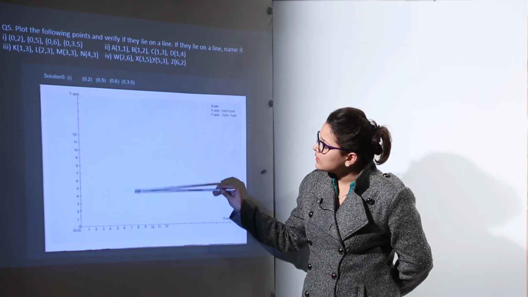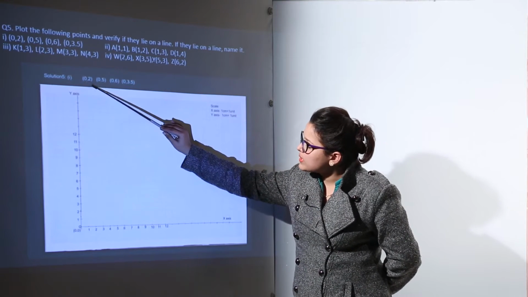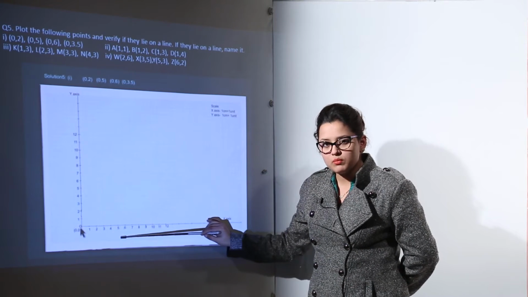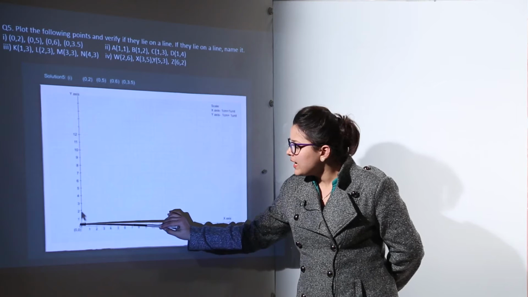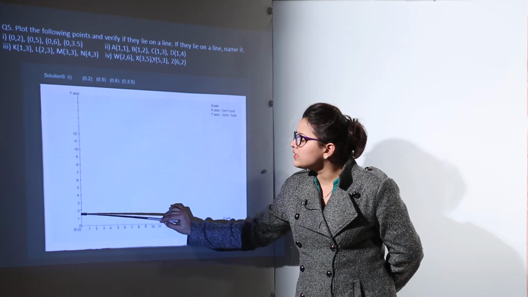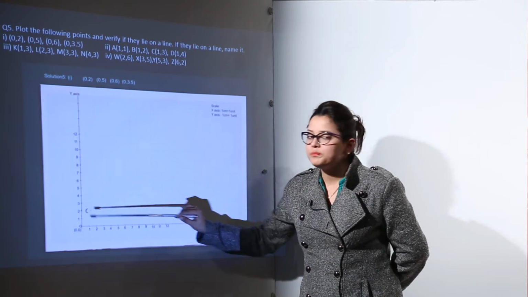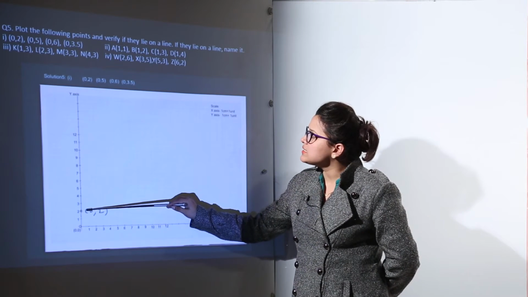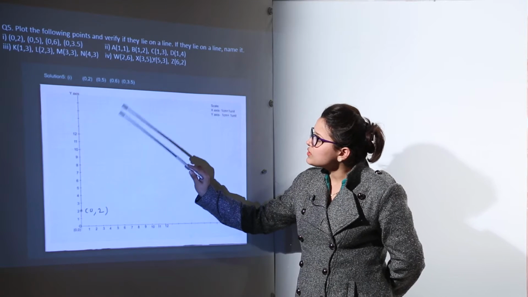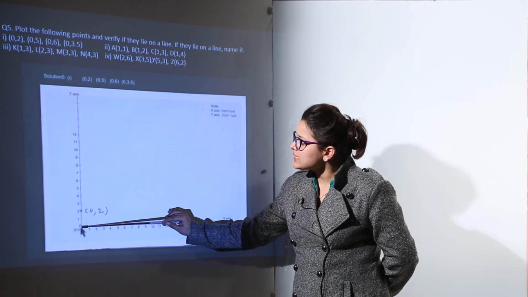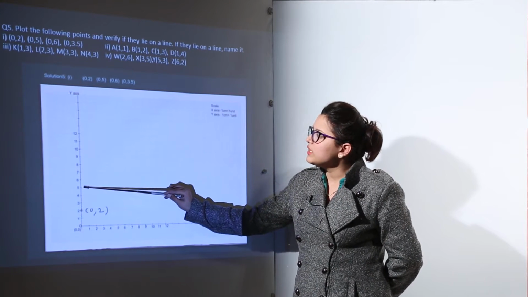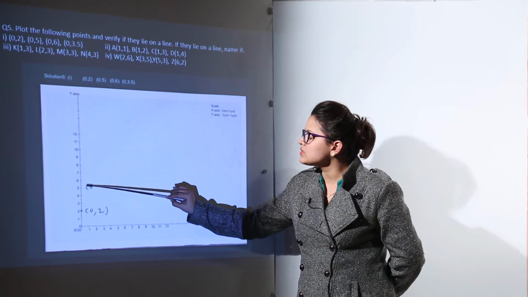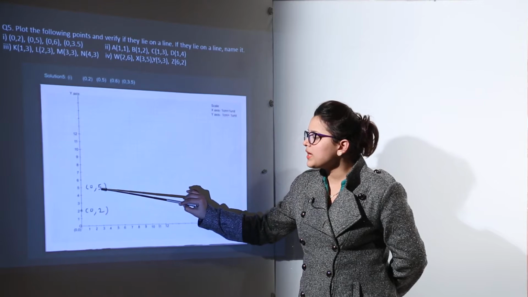Now let us start. The first point is (0, 2). So that means on x-axis you have the point as 0 and you move to the y-axis to get 2. That means this is the point, that is (0, 2). Now next is (0, 5). So for (0, 5), again on x-axis you start from 0, reach up to 5 on y-axis, which is this point. So this is known as (0, 5).